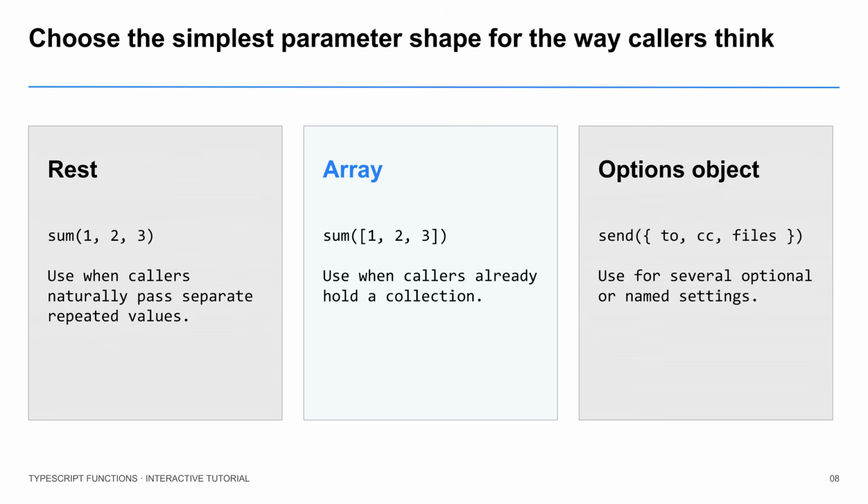Rest parameters, arrays, and options objects can represent similar data, but the best choice depends on the call site. Use rest when callers naturally provide separate repeated values. Use an array when the data already exists as a collection. Use an options object when several settings are optional or easy to confuse by position. Clear call sites matter more than clever signatures.